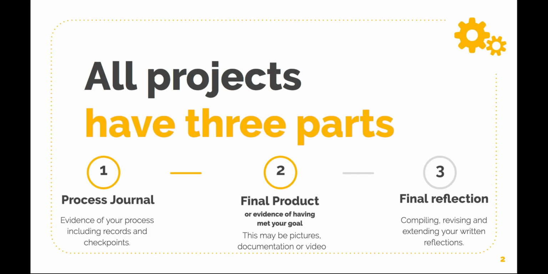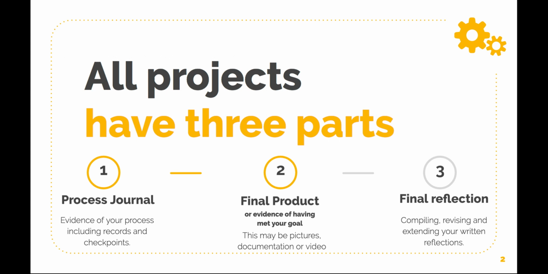As a reminder, all projects have three parts. The first of those is the process journal. That is a broad term for the evidence of your process, including all of the records you kept on your own and the checkpoints that you submitted on Canvas in first semester. You should have a final product or evidence of having met your final goal. What this looks like will depend on what your goal is. It may be pictures, documentation, a video, or a physical object.